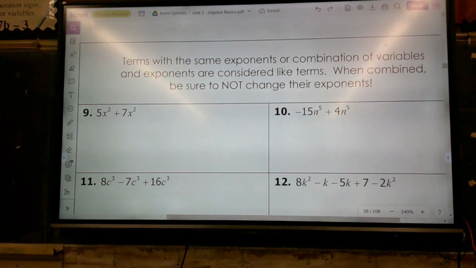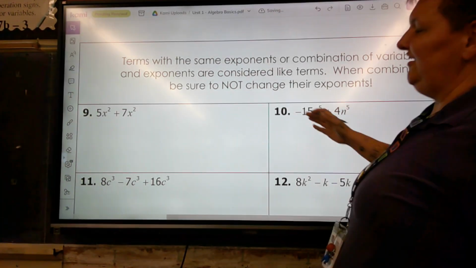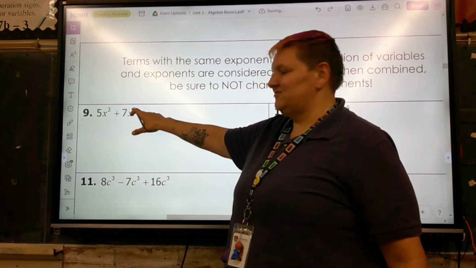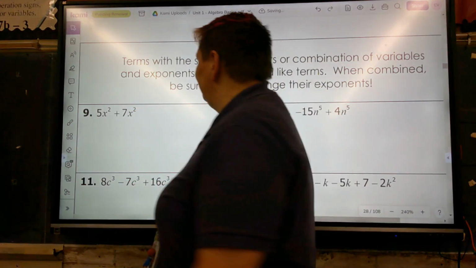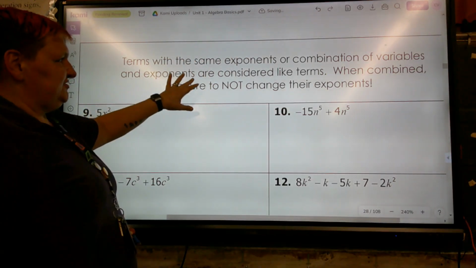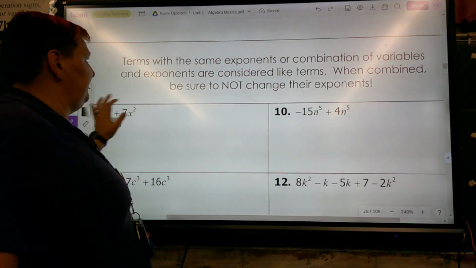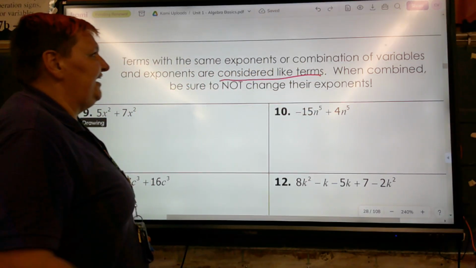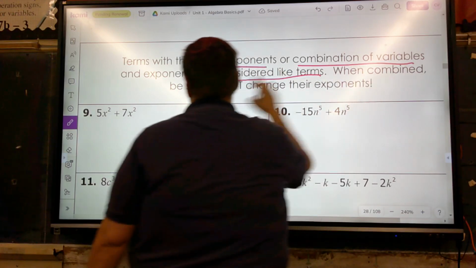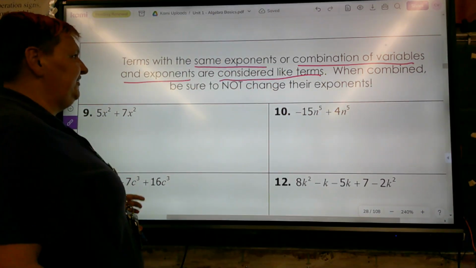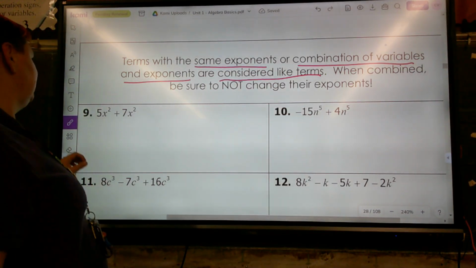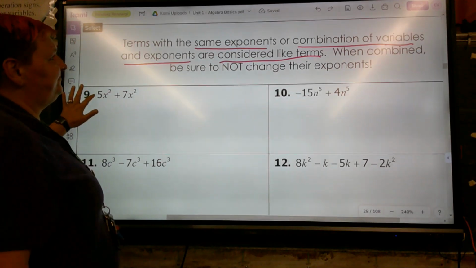All right, Unit 1.6, Part 2 of guided notes, because we're going to take it to the next level. You'll notice that these variables have exponents, right? Terms with the same exponents or combination of variables and exponents are considered like terms, right? But they have to have either the same exponents or a combination of variables and exponents. When combined, don't change the exponents. Right? So let me show you what I mean by this.